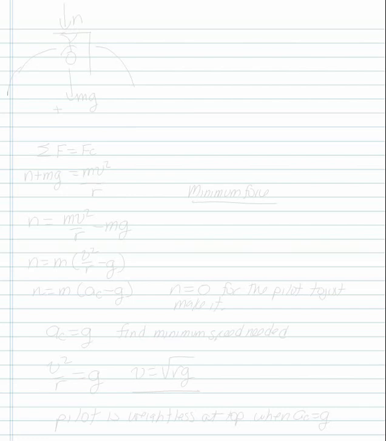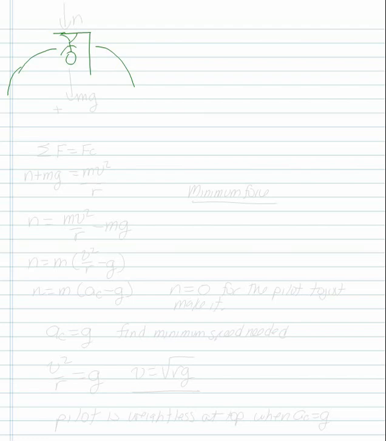So what happens at the top of the loop? You always need to be careful at the top of these loops because orientation matters. This is an inverted loop, so we want to make sure we draw the pilot upside down. They're not always going to be inverted, so you have to be careful to make sure our forces are the right way. So upside down, pilot right here.